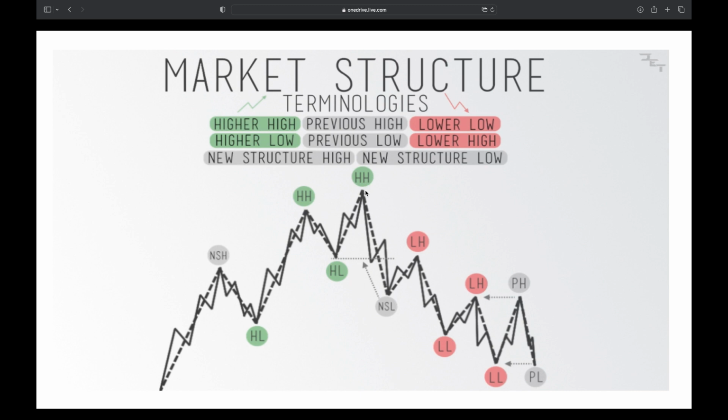But look what happened. It broke down. It's coming down. It created a new structure low. How I know? Because it broke this low. This low was holding support right here. This was the support level. It broke through support. It came back up and retested support. And what it did, created a lower high. Because this high is lower than that high. Now it's creating a lower low, lower high, lower low.